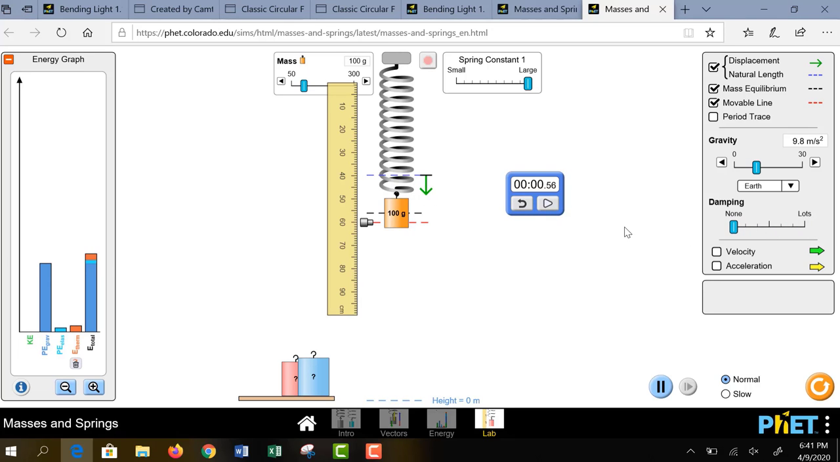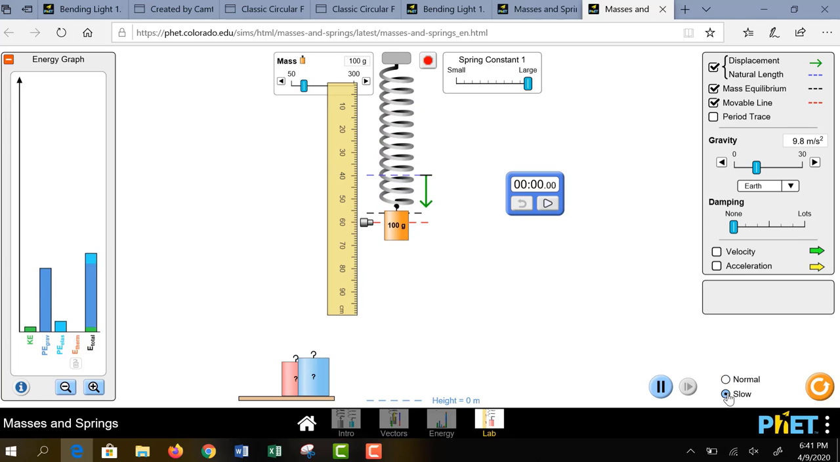Whoops, it looks like it... Can't tell if it was still moving a little. Let me go back up to lots. Okay. Alright, so I'm going to displace it again. Let it go. Let me reset the clock here.